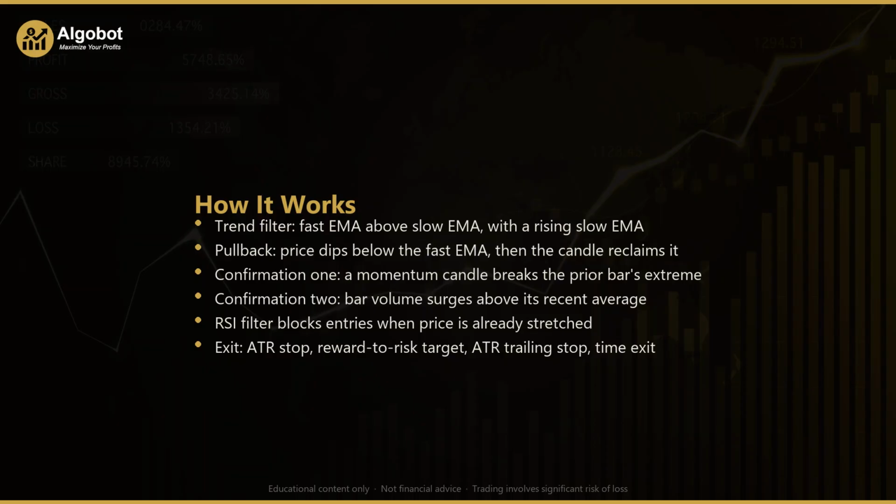Risk management is entirely volatility-based. When a position opens, the stop is placed a multiple of the average true range away from entry, and the take-profit target is set at a chosen reward-to-risk multiple of that same distance, defaulting to 2-to-1. While the trade is live, an average true range chandelier trailing stop ratchets the stop in the direction of profit, but never backward. A maximum hold timer closes trades that stagnate beyond a set number of bars, and because only one position is allowed at a time, exposure stays contained.